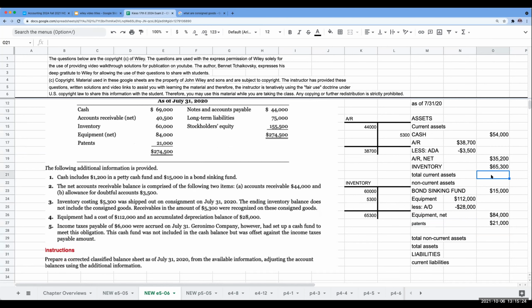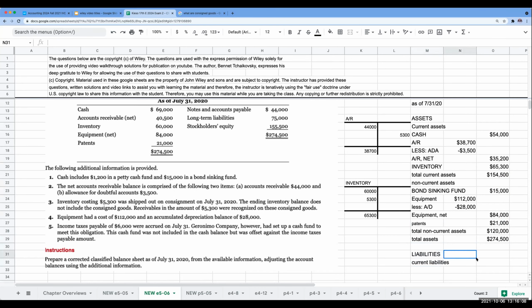So my total current assets right now through number 4 are going to be 54,000 plus 35,200 plus 65,300. Over here, for my total non-current assets, my bond sinking fund, equipment net, and patents total 120,000. So my total assets tentatively are going to be 274,500.